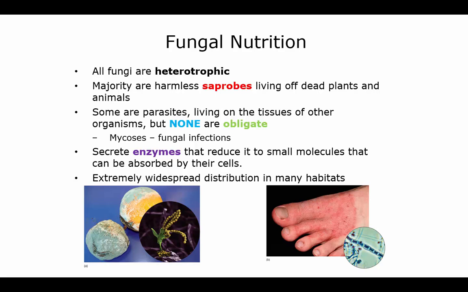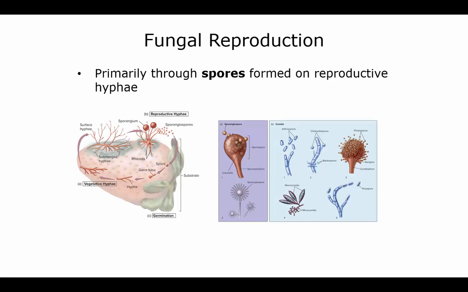Fungal infections are called mycoses or mycosis. And what they do is they secrete enzymes, and this reduces the food source to small molecules, and then they absorb them into their cells. And you find them everywhere. And if you look down here in figure B, you're looking at athlete's foot, which is a fungal infection. Now, they reproduce mainly through spores, and those are formed on the hyphae. Just reproductive spores that are formed.